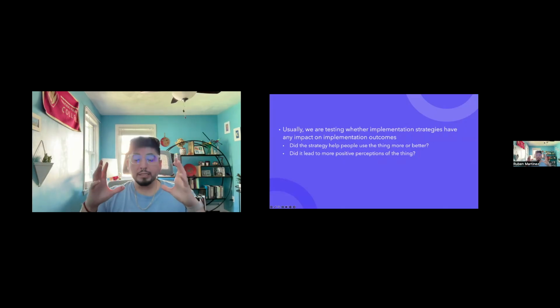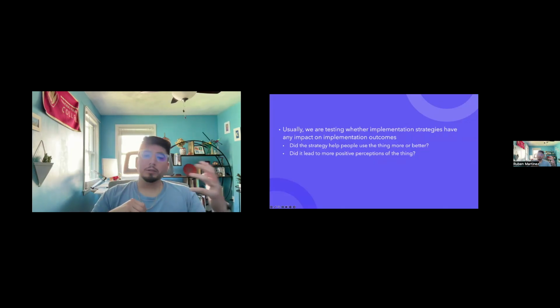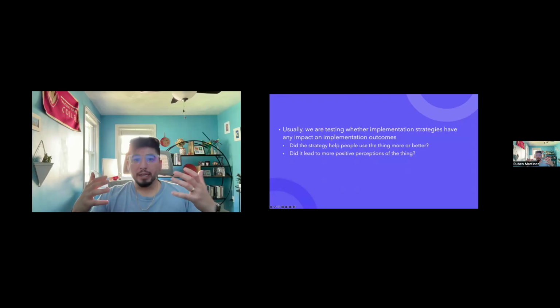So what we're really trying to test in implementation science is, did the strategy, like training, like changing the health record system, help people use or do your thing more or better? Another thing we might think about is, did it lead to more positive perceptions of the thing? So when you did the training, did people start to actually like the thing more and start talking about the thing more, etc.? Okay, so one of the core principles of implementation science is really testing the effects of those strategies.